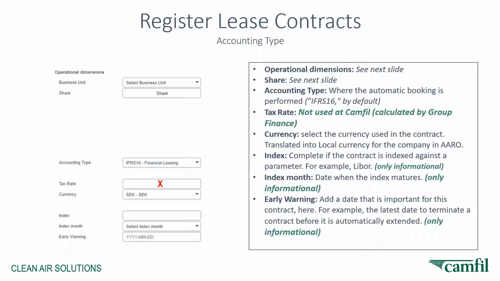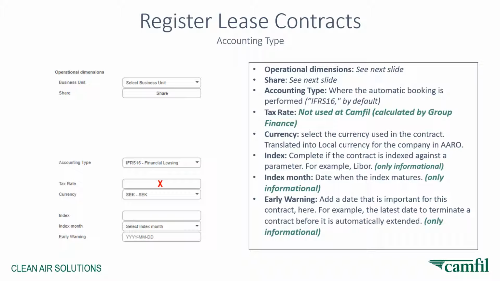The following slide shows the operational dimensions and accounting type overview. We'll speak about operational dimensions in greater detail in the coming slides, but first let's touch on the accounting type where automatic bookings should be performed. A specific accounting type will be used for companies that have to apply IFRS 16 on local books and want to use RO Lease for the calculation. For example, Singapore will use accounting type with the unique identifier IFRS 16-SG. In this screen grab, the accounting type is IFRS 16 by default. This refers to where the automatic bookings should be performed.